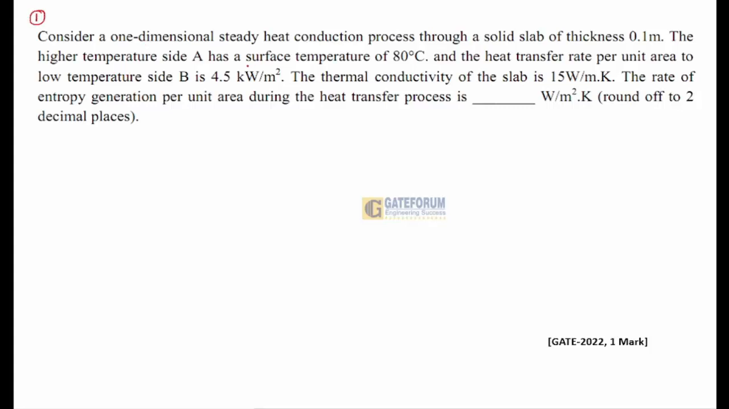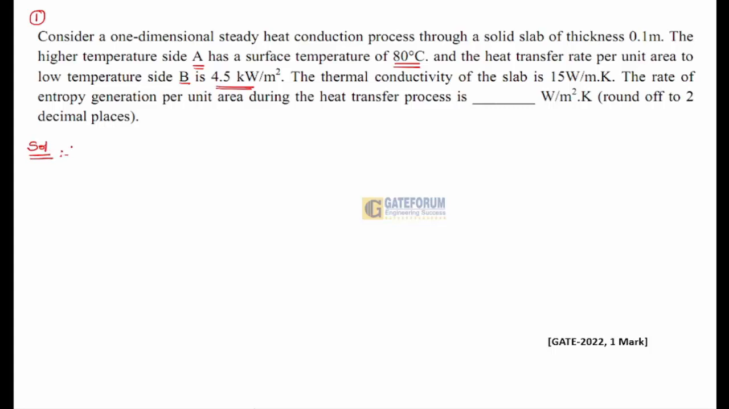Consider a one-dimensional steady-state heat conduction process through a solid slab of thickness 0.1 meter. The higher temperature side A has a surface temperature of 80 degrees centigrade and the heat transfer rate per unit area to low temperature side B is 4.5 kilowatt per meter square. The thermal conductivity of the slab is 15 watt per meter Kelvin. The rate of entropy generation per unit area during the heat transfer process is dash watt per meter square Kelvin.